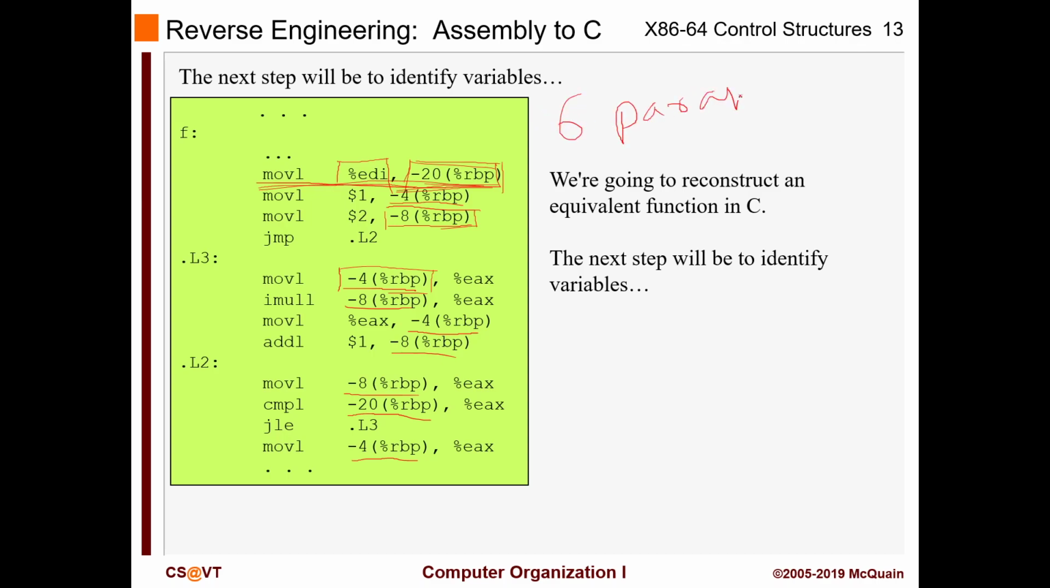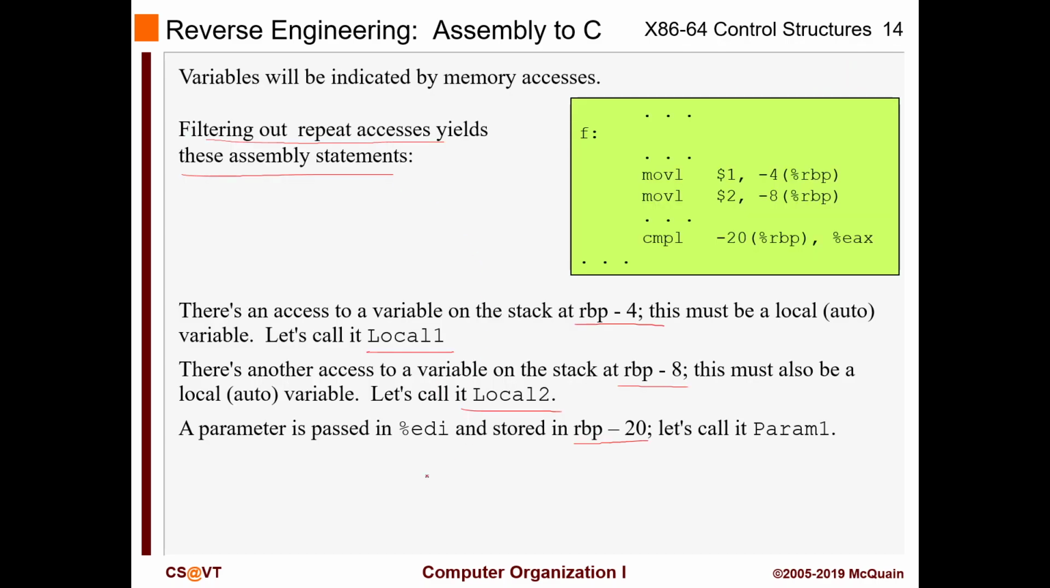The first 6 parameters are going to be sent as registers, and later on they are going to be put into the stack. So in this case, a parameter is sent to this code as EDI. EDI was a parameter, and now we are putting it inside our stack, which is our BP -20. So we are going to call it param1.